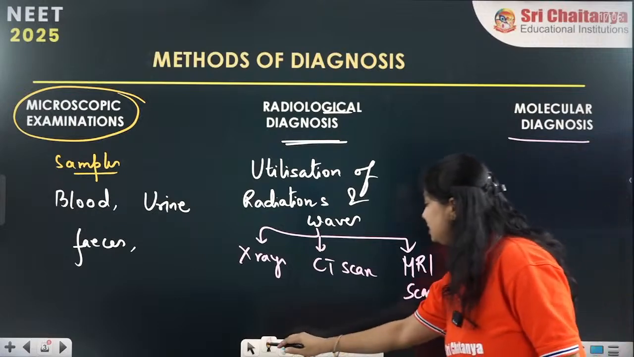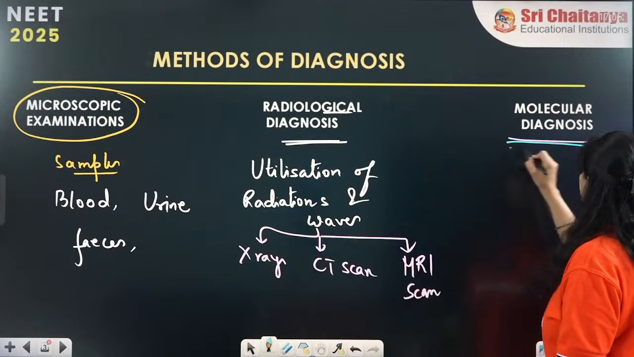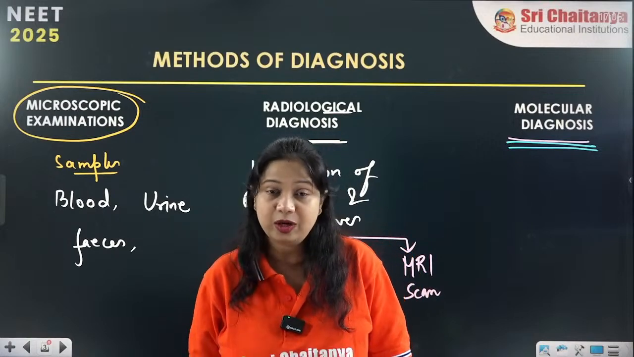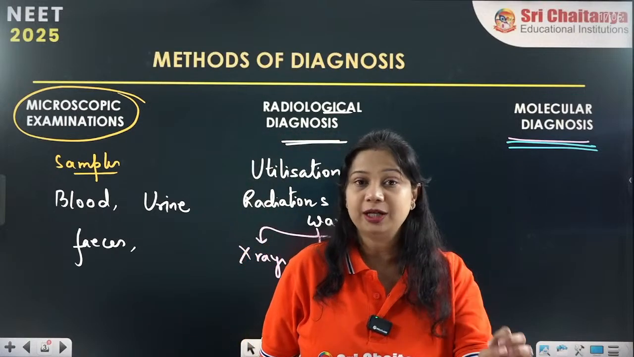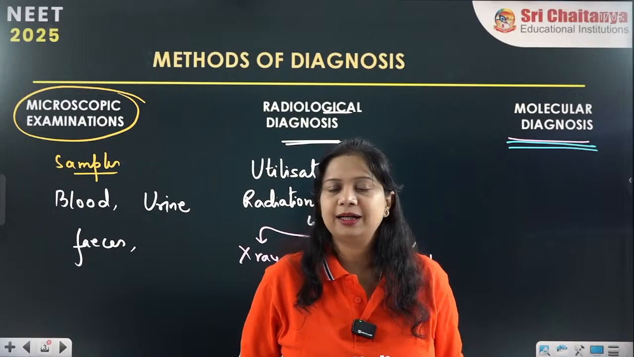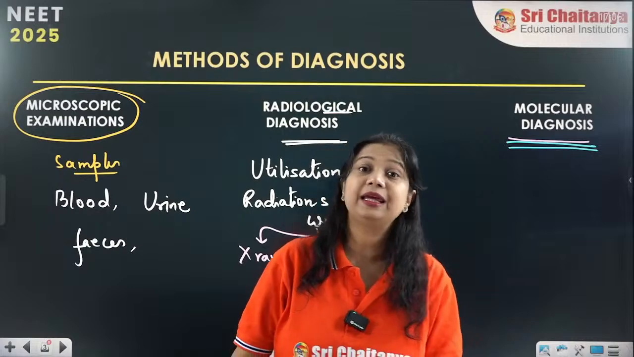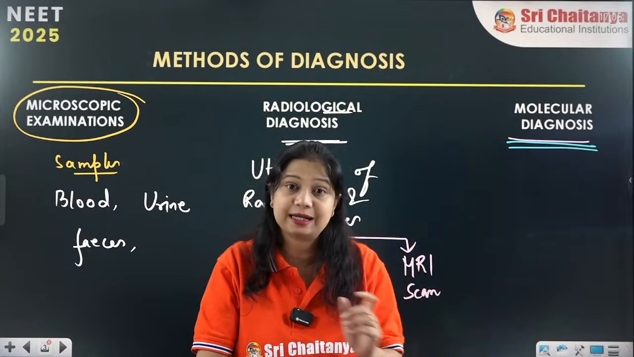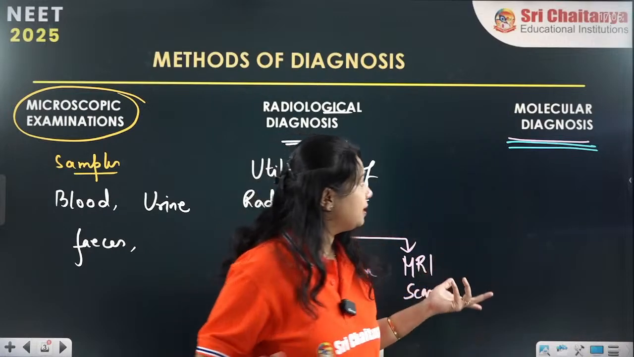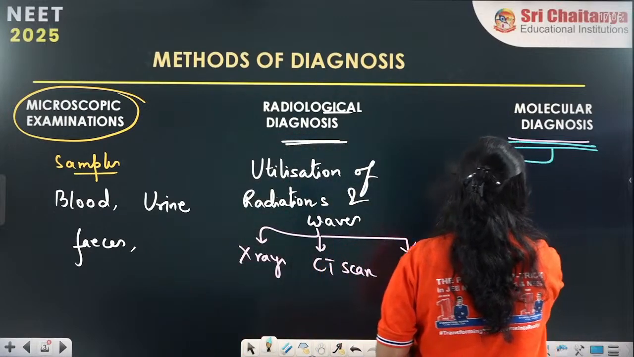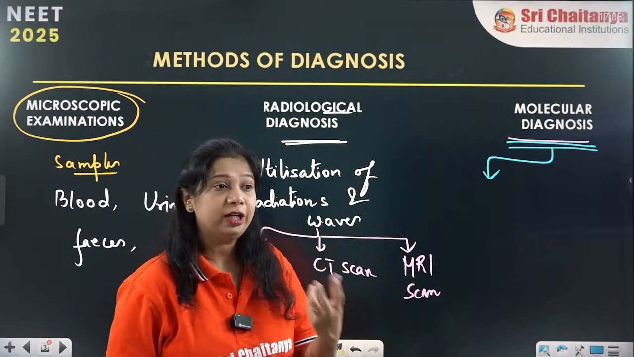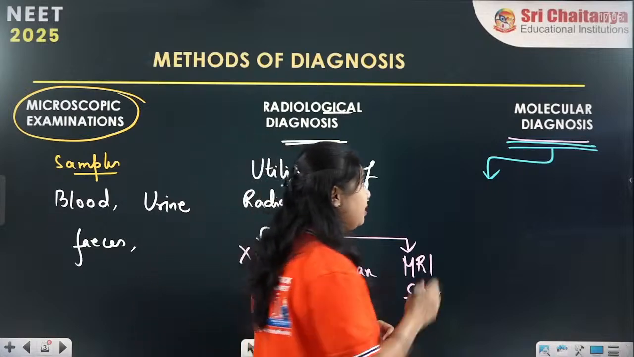And the third one is molecular diagnosis. Now, what is this molecular diagnosis? Molecular diagnosis is the method in which different types of genetic material are either amplified or detected as they are formed. When any kind of infective agent is present in a patient's body, it is identified using these molecular diagnostic methods. Using this method, the genetic component of the infective agents is diagnosed.